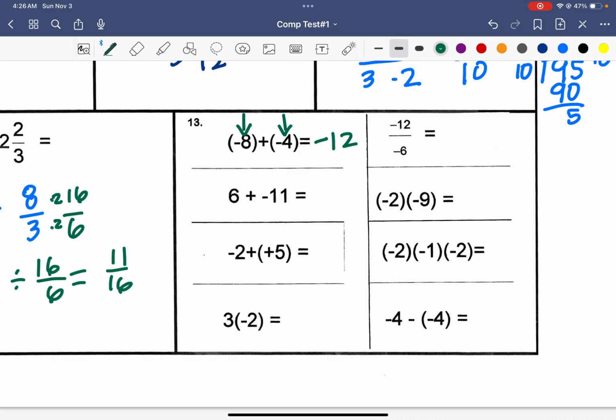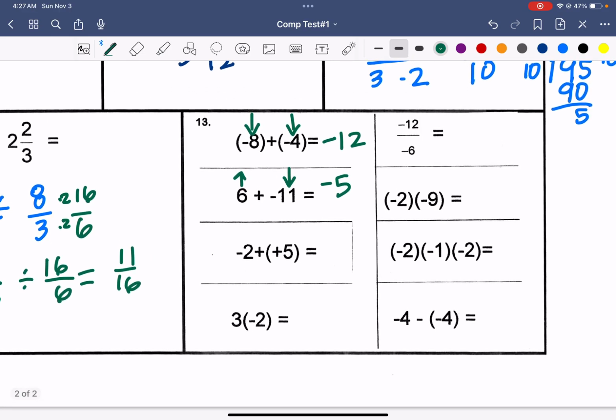Here, 13, you go down 8, you go down 12, down 4, you end up at negative 12. I'm doing a number line in my head. Here, go up 6, from 6, go down 11, you end up at negative 5. On this one, you're going to go down 2, and from 2, you'll go up 5 and end up at 3.